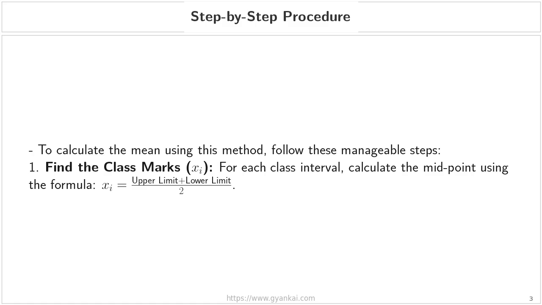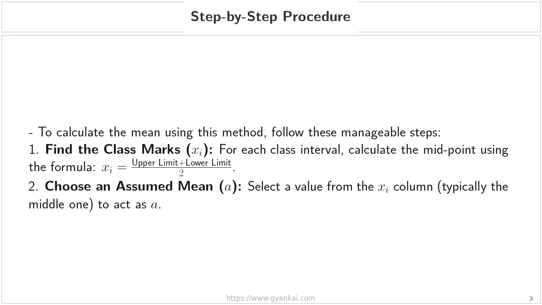First, we need to find the class marks, which we denote as x sub i. To do this, look at each class interval and calculate its midpoint by adding the upper limit to the lower limit and dividing the result by 2. Second, you need to choose an assumed mean, which we call a. You can pick any value from your x sub i column, but a great tip is to choose the middle value to keep our numbers balanced.